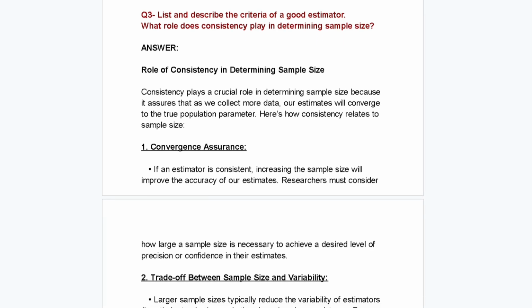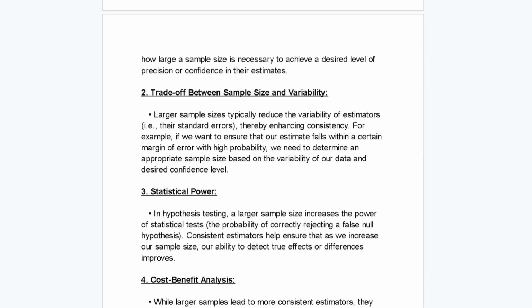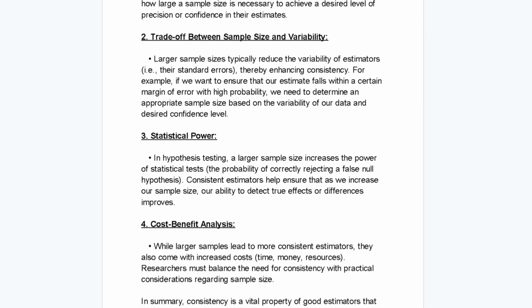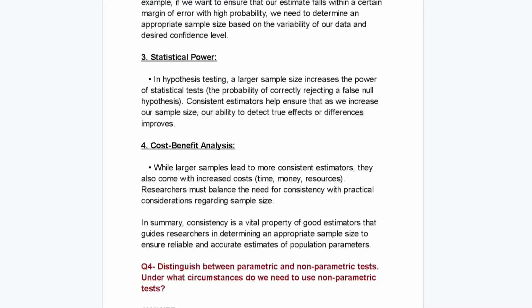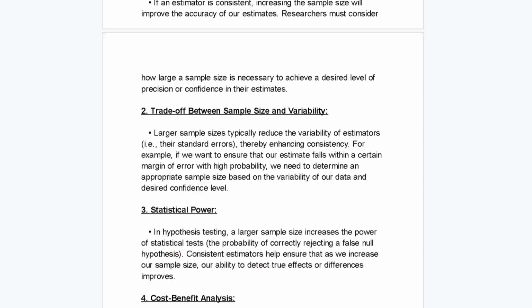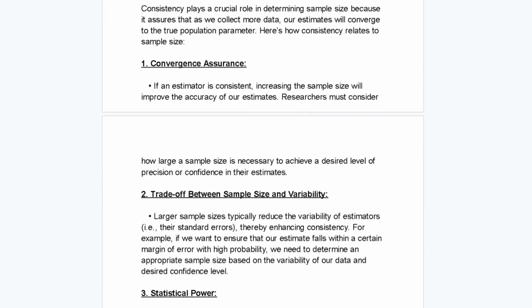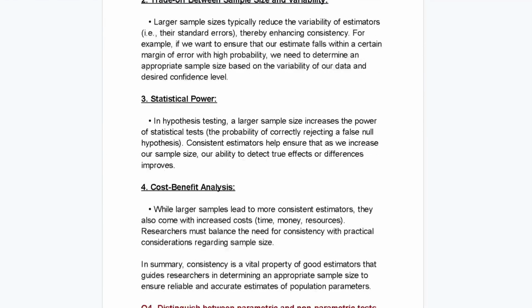The very first is convergence assurance. If an estimator is consistent, increasing the sample size will improve the accuracy of our estimates. Trade-off between sample size and variability: larger sample sizes typically reduce the variability of estimators, that is the standard errors, thereby enhancing consistency. Statistical power: in hypothesis testing, a larger sample size increases the power of a statistical test. Cost-benefit analysis: while large samples lead to more consistent estimators, they also come with increased cost. So researchers must balance the need for consistency with practical considerations regarding sample size. So we explained the role of consistency in determining sample size: convergence assurance, trade-off between sample size and variability, statistical power, and cost-benefit.